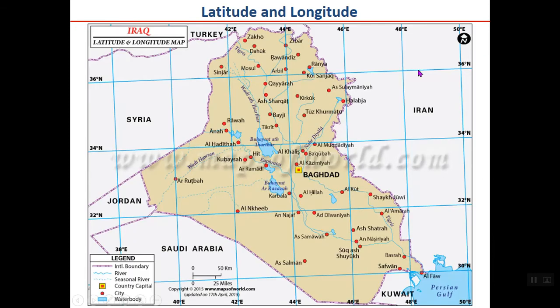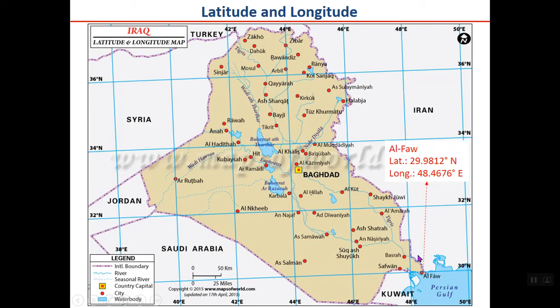Then, as you can see, you have maps of latitude and longitude. For example, for any location, you can see the latitude and longitude. If there's a city like Tikrit, it's maybe 34.5 N latitude, and the longitude is somewhere between 42 and 44.